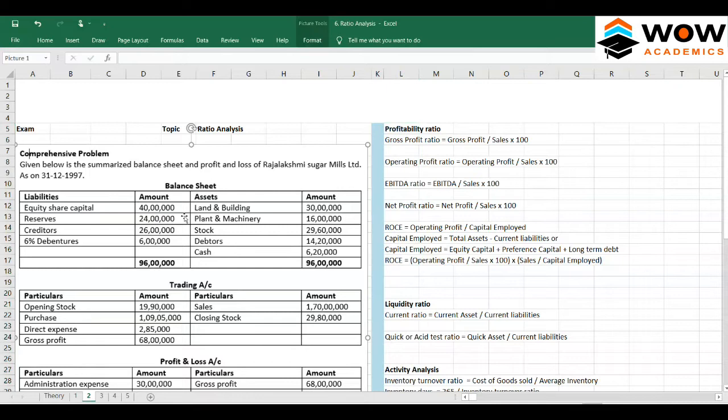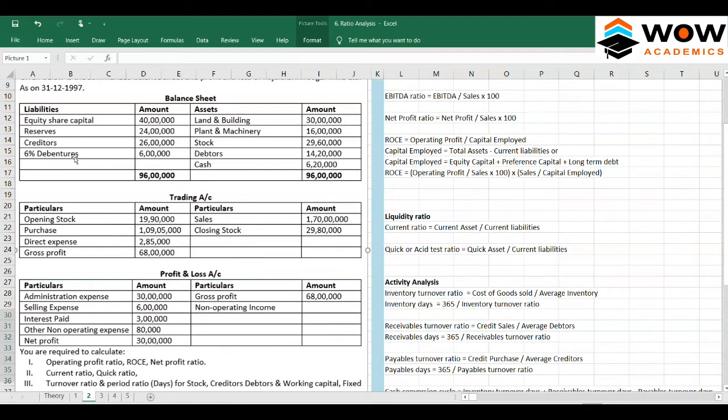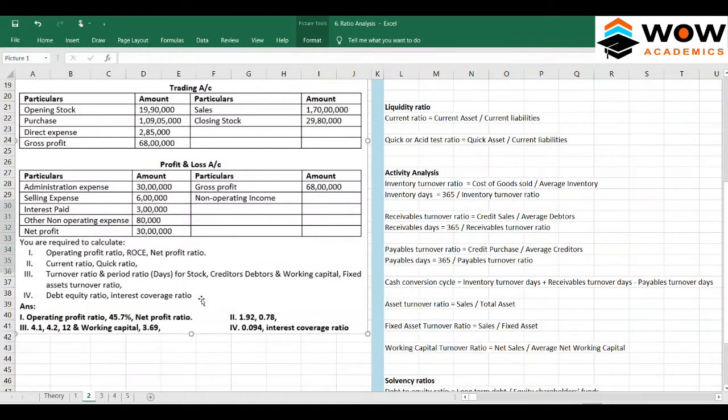So the next problem is a lengthy problem here. We have the balance sheet separately, the trading account and profit and loss account separately, and we also have the answers here. Answers are also given, and we are required to calculate these ratios: operating profit ratio, ROCE, net profit, current ratio, quick ratio, turnover ratio. Turnover ratio they have put, I think it should be asset turnover ratio. Only when we do it, we'll know that.